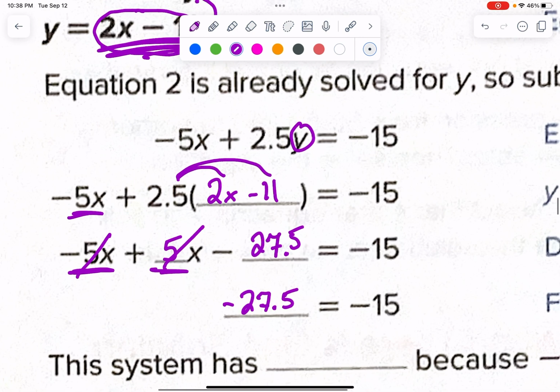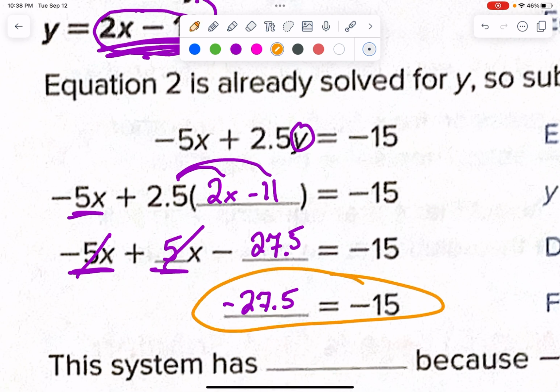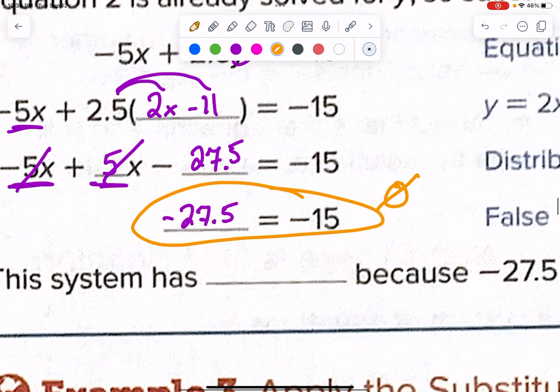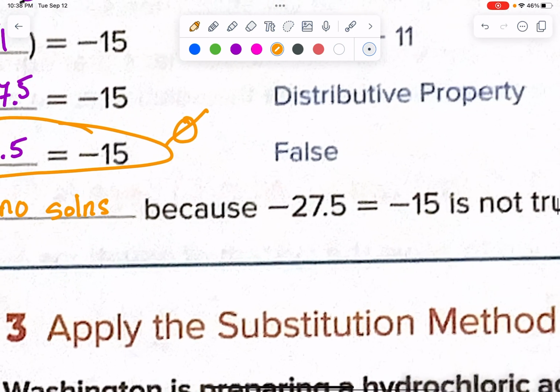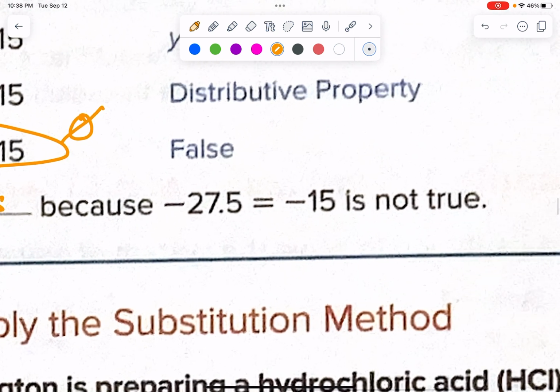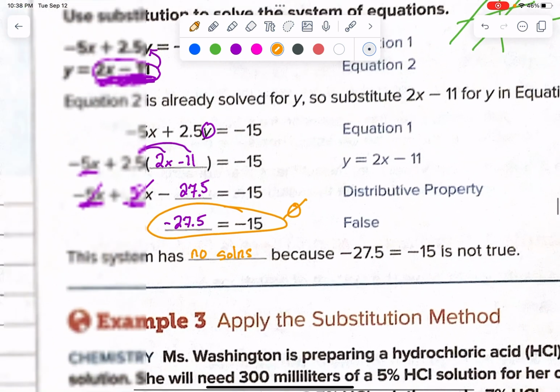So all I'm doing is looking at this equation, what I have left: negative 27.5 equals negative 15. And I say that doesn't even make sense, right? When does negative 27.5 equal negative 15? Well, it doesn't. So I have no solution. This system has no solutions because negative 27.5 equals negative 15 is not true. That's not a true statement, okay?